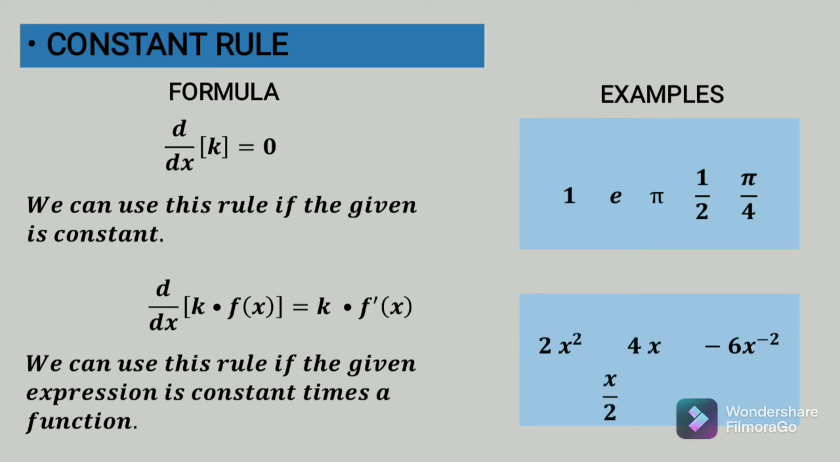2x squared, 4x, negative 6x to the power of 2, and x over 2. X over 2, we can rewrite this as 1/2 times x, where 1/2 is the constant and x is our f of x. And then now let's talk about the power rule.